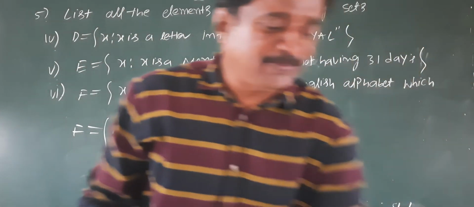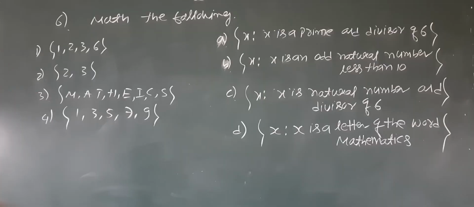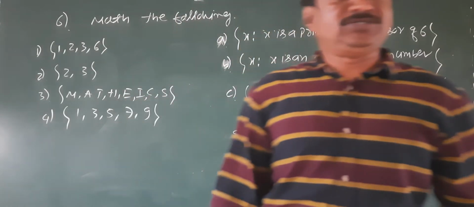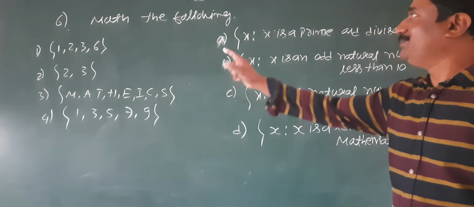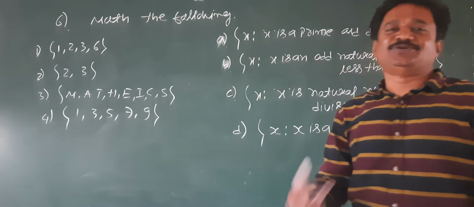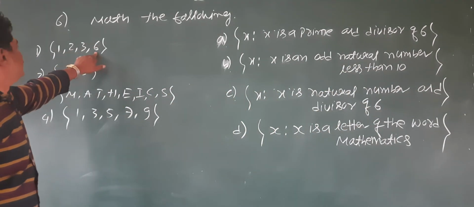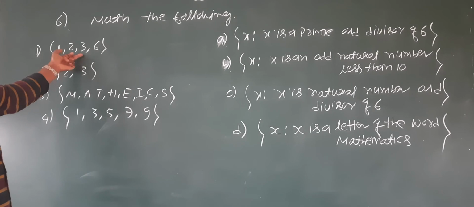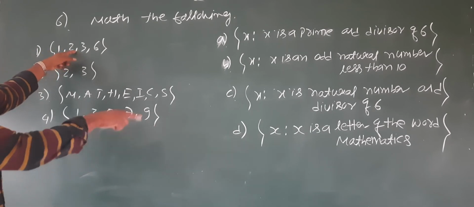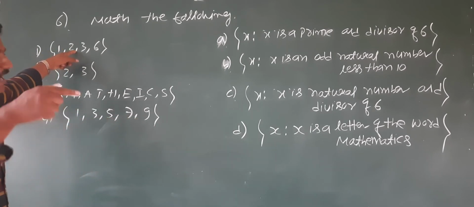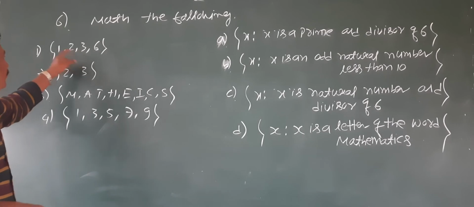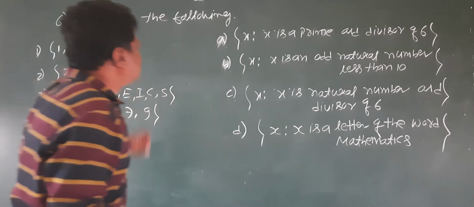So we shall solve one more simple question, right? Look at this, students, one more simple question. Let us go for solving one more simple question. Match the following. It's a very easy question. Write this 1, 2, 3, 4. This one. So first one, let us find the matching for this one, right? 1, 2, 3, 6.